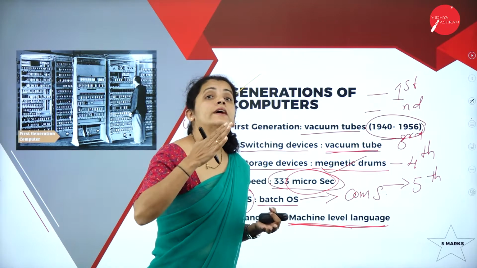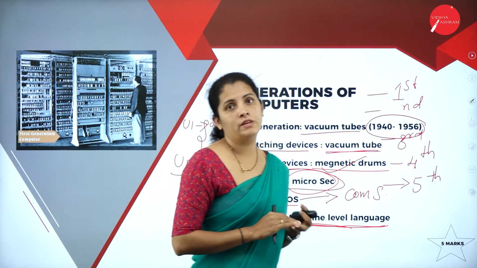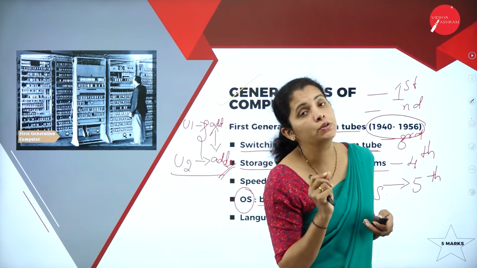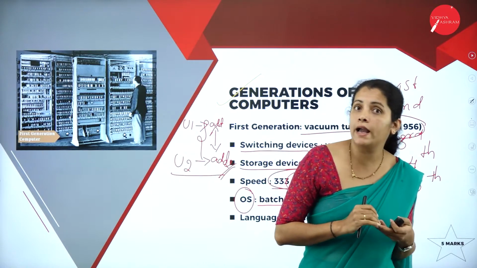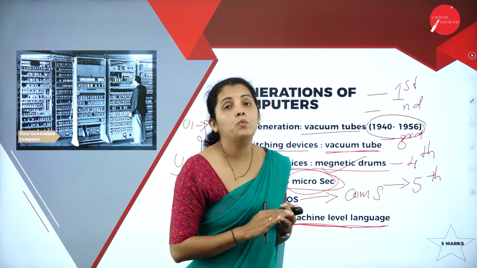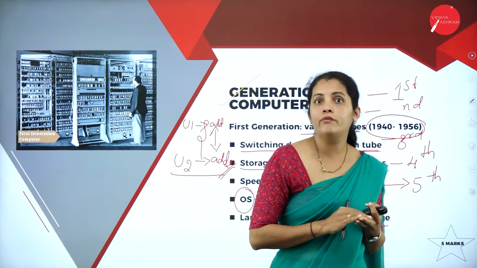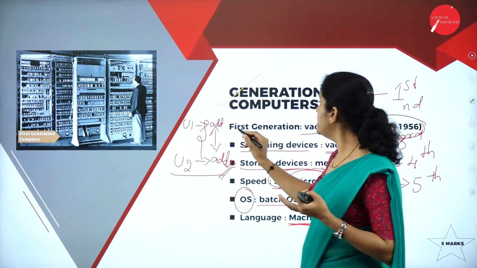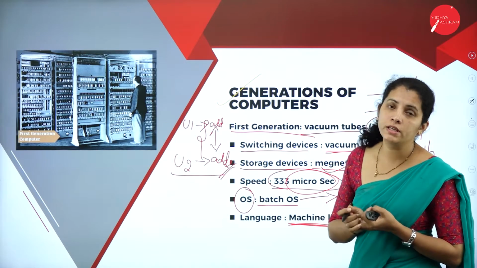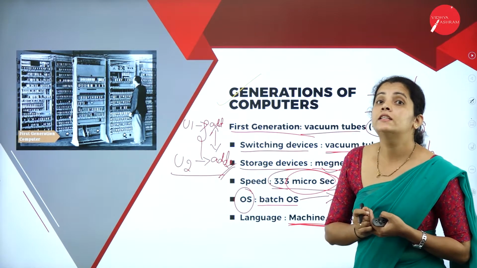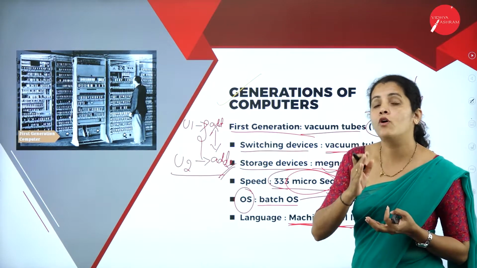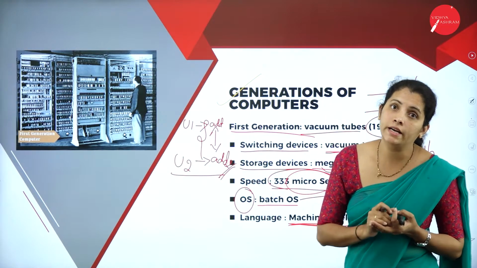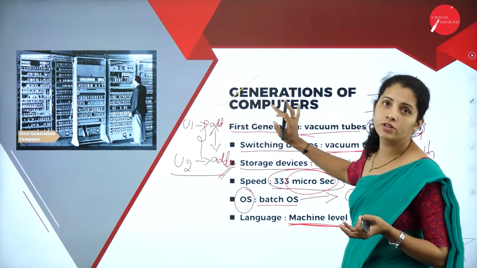Then what are the advantages of first generation computer? That means the speed of the execution of the program is high. So here the execution speed of first generation computer is high, and it supported punch cards for input as well as output. Then what are the disadvantages of first generation computer?